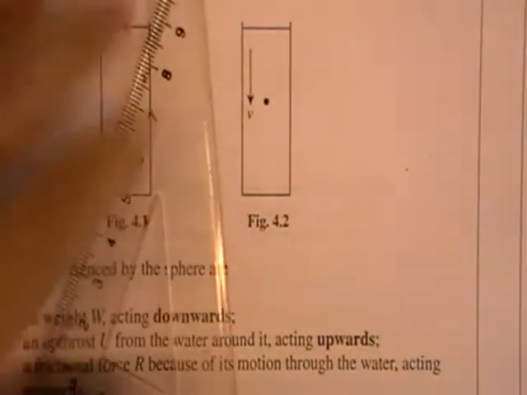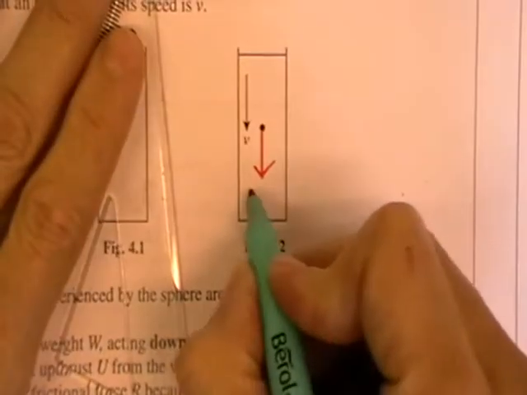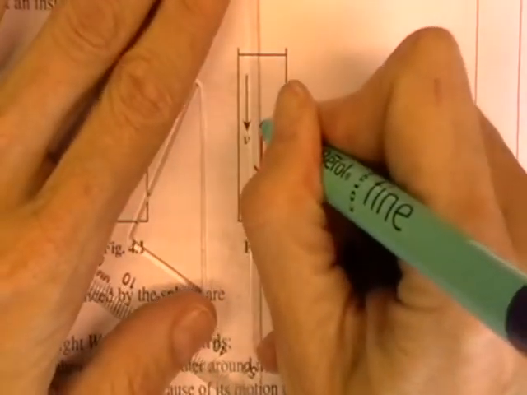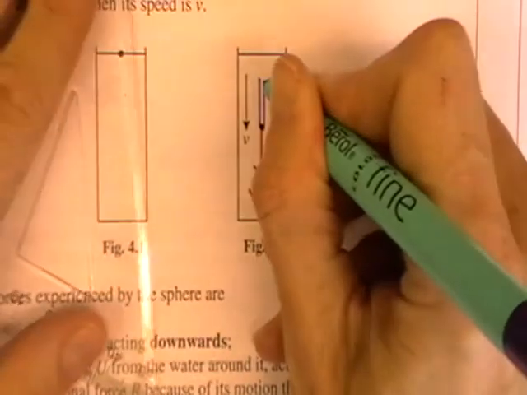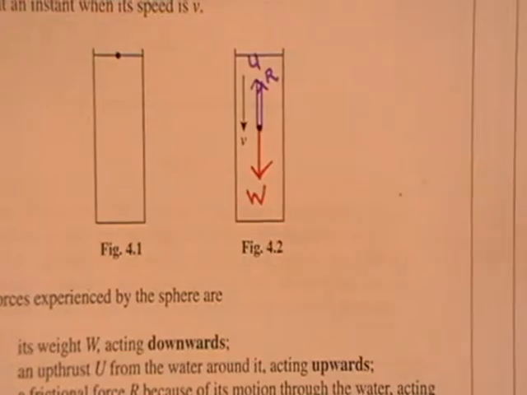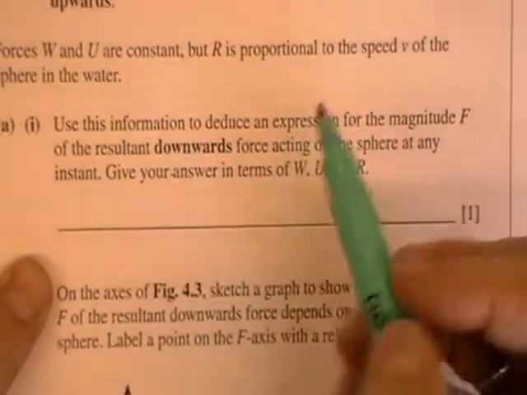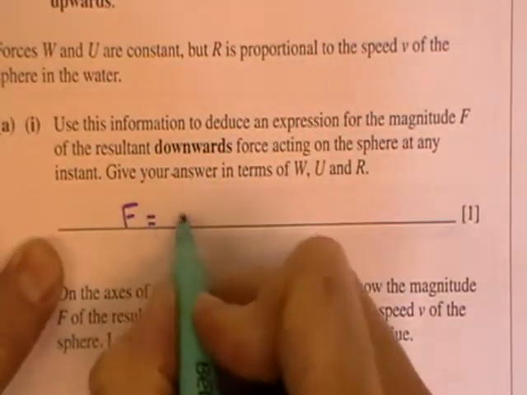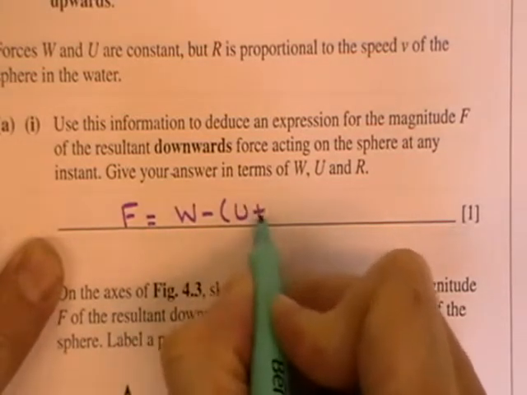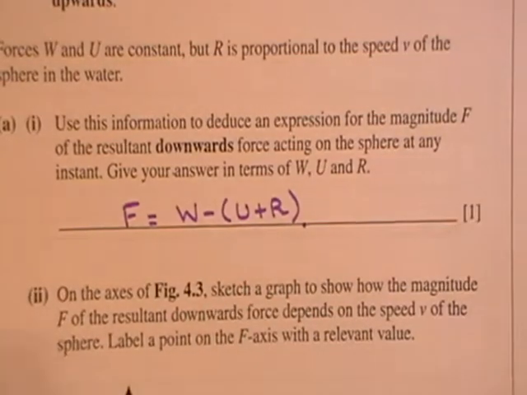So we're going to draw these in. You've got w acting down the way. I'll draw the two in a different colour. And you've got two forces acting up: you've upthrust and you have that resistive force r. So those two forces are acting up, w is acting down, and therefore the resultant force is going to be w take away the other two, because it is definitely moving downwards. So F is equal to w minus (u plus r). Or you could write w minus u minus r.